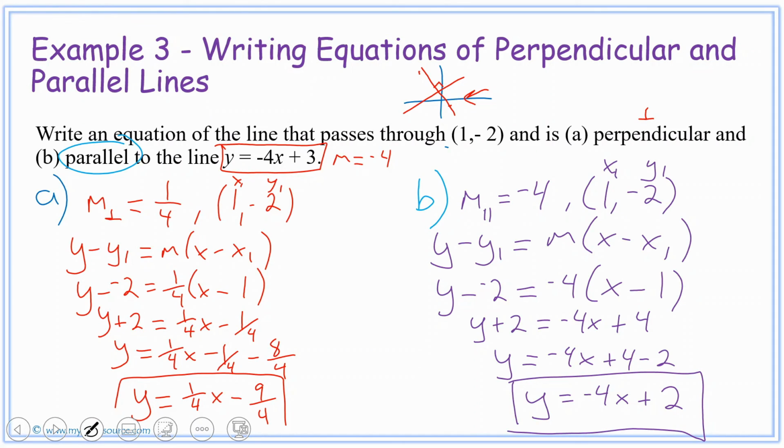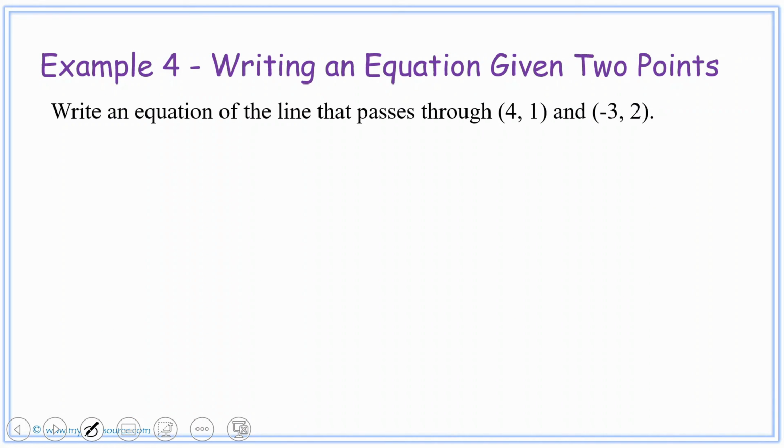And remember, we talked about that before, that the slopes will be the same, the y-intercepts change. And so this one is parallel, and then the other one is perpendicular. And these are perpendicular and parallel to that equation. All right, so let's go ahead with example 4.